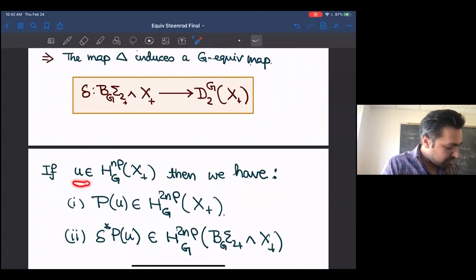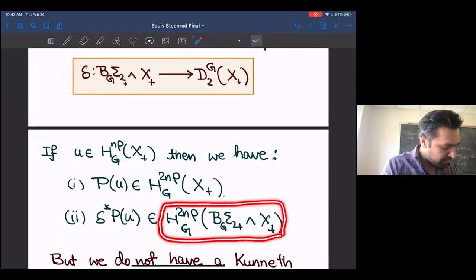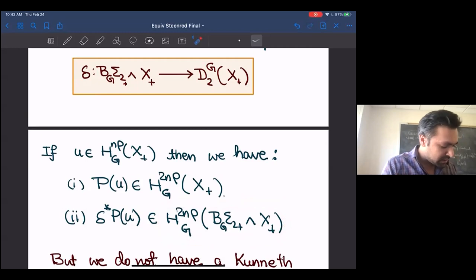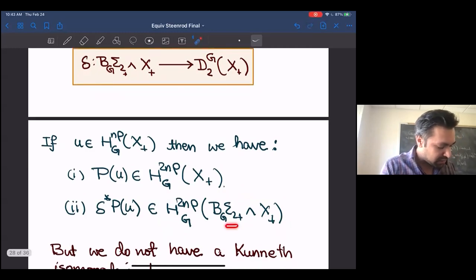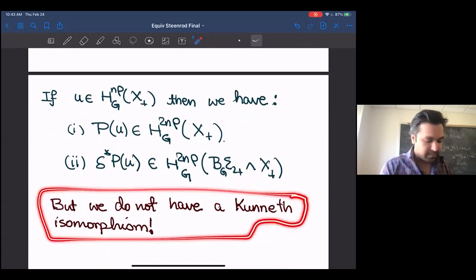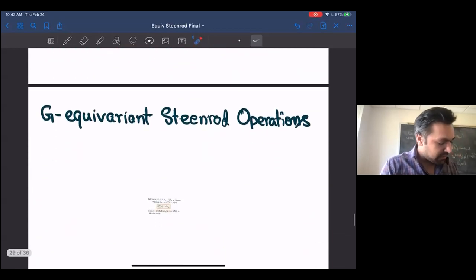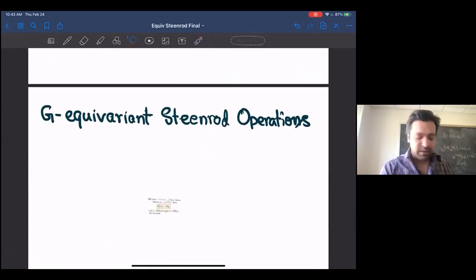Now, given a U, you have this power operation in nρ, you have a power operation on 2nρ cohomology of X. And so you can pull back along this map delta to get an element in the 2nρ-th G-equivariant homology of BΣ2 × X. Now, the problem here is that we do not have any Künneth isomorphism. So what do we do? So here is my definition. This is where the Eulerian sequence comes into play.